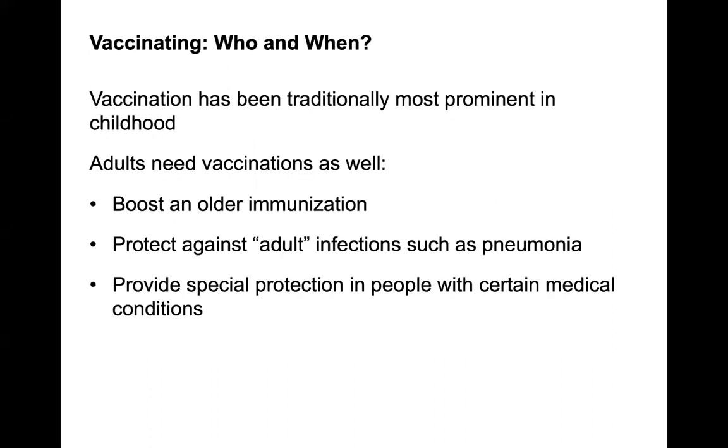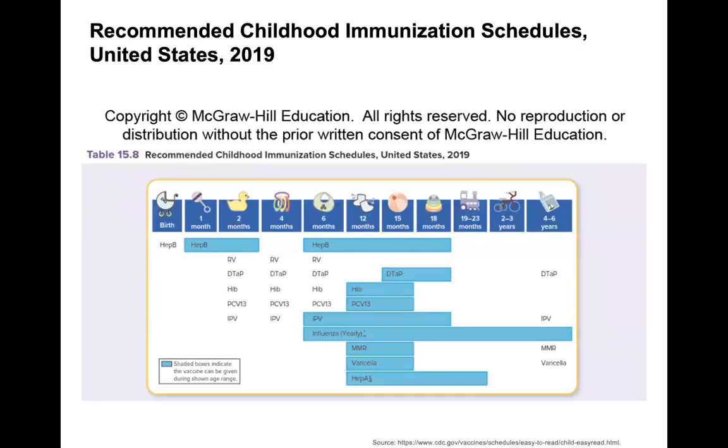So who and when to vaccinate? Vaccination has been traditionally the most prominent in childhood. Adults need vaccinations as well to boost an older immunization to protect against adult infections, such as pneumonia or shingles, and to provide special protection in people with certain medical conditions. And as you're seeing with COVID, it's expected that everybody should get that vaccine. And here you've seen this in the last unit. There was a review sheet that went over the childhood vaccinations, but this just sort of summarizes that up again. Okay, that is it.